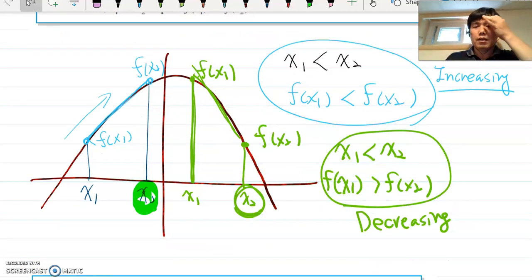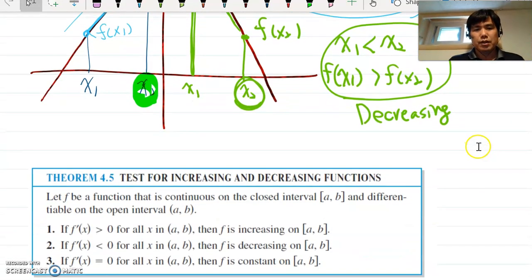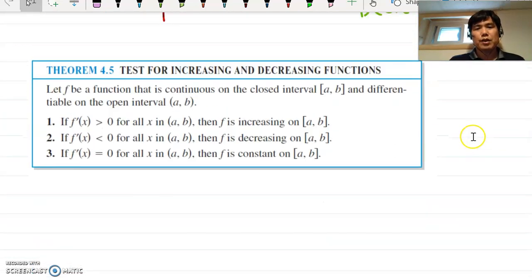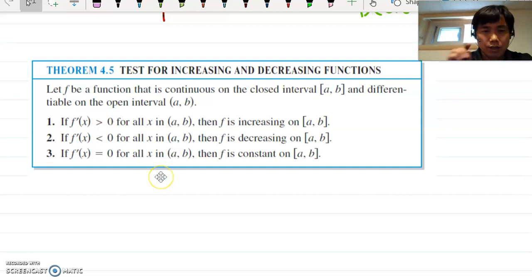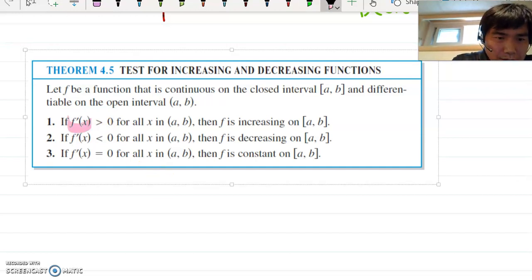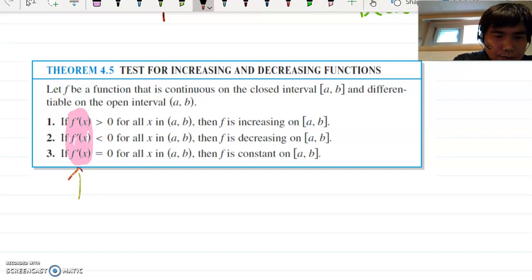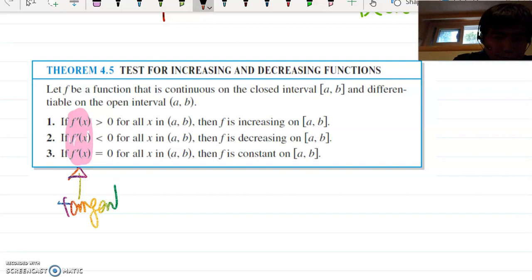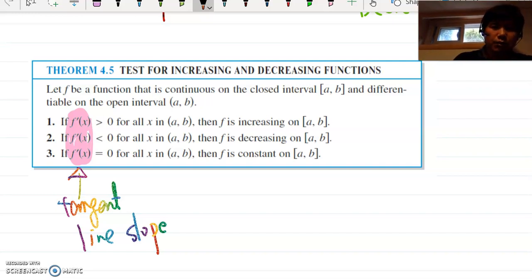Then how can we define the increasing area and decreasing area using the first derivative? The theorem is here: test for increasing and decreasing functions. Let f be a function that is continuous on the closed interval [a, b] and differentiable on the open interval (a, b). Then number 1, f prime of x is bigger than 0. You had better know what this means. F prime of x indicates the tangent line slope, right?